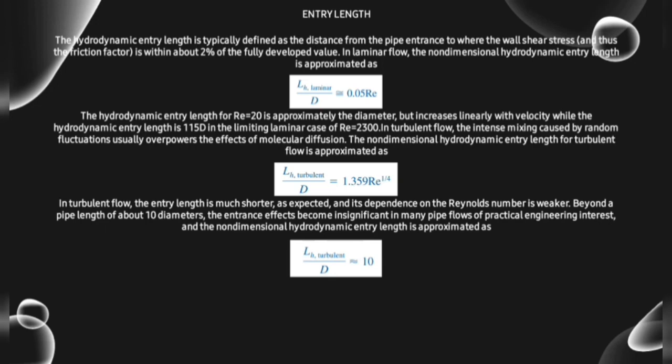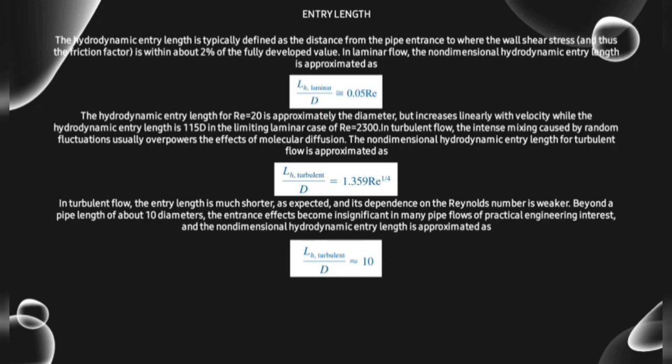In laminar flow, the non-dimensional hydrodynamic entry length is approximated as L_h,laminar over D is approximately 0.05 Re. The hydrodynamic entry length for Re equal to 20 is approximately the diameter, but increases linearly with velocity, while the hydrodynamic entry length is 115D in the limiting laminar case of Reynolds number equal to 2300.